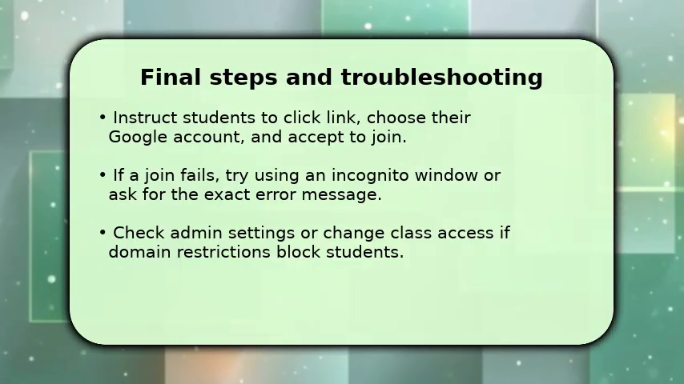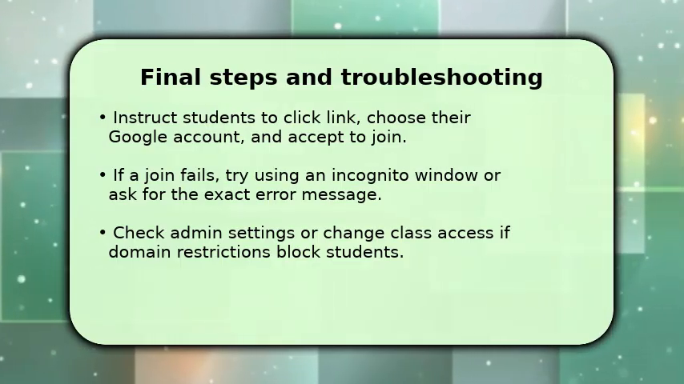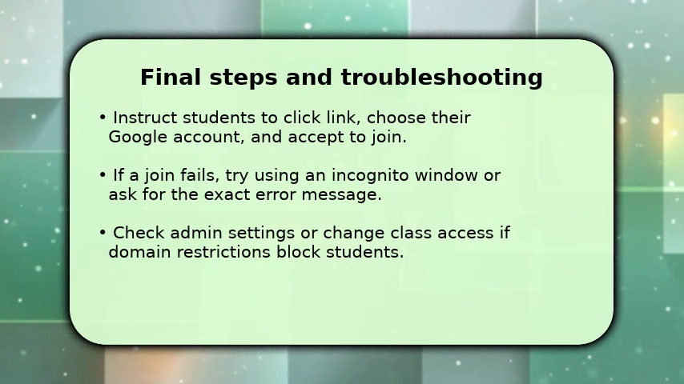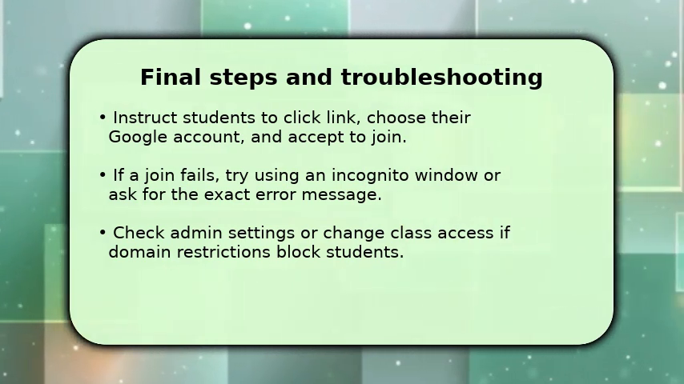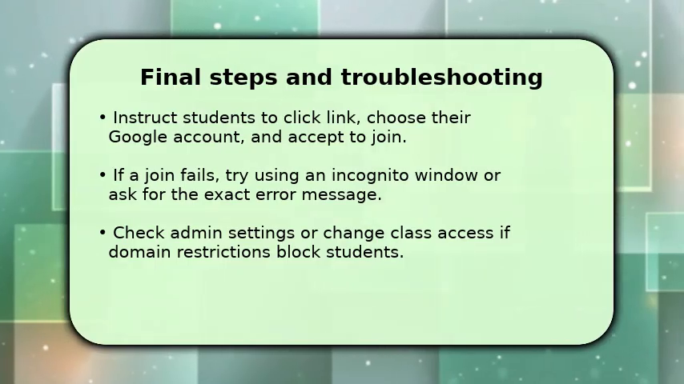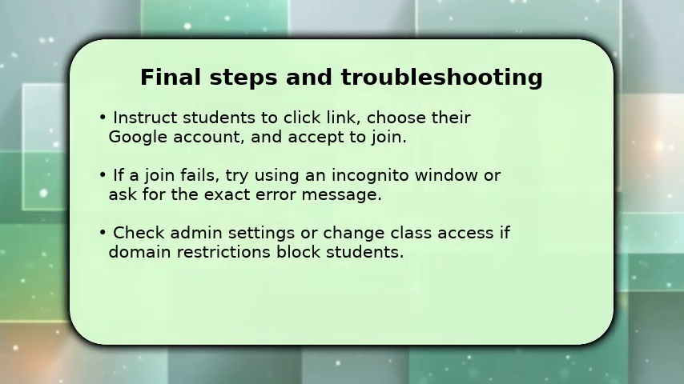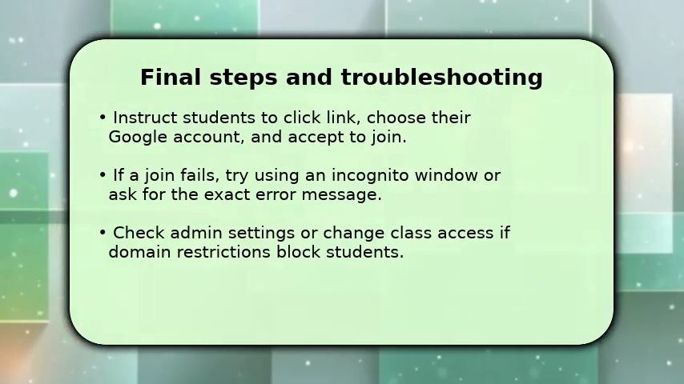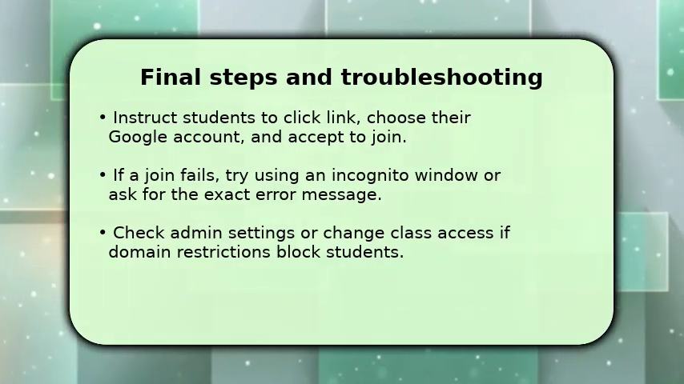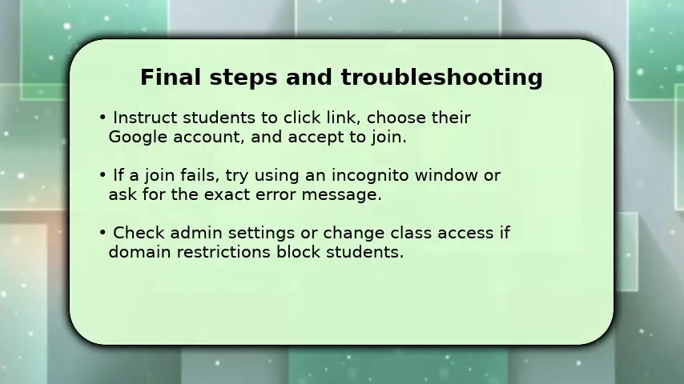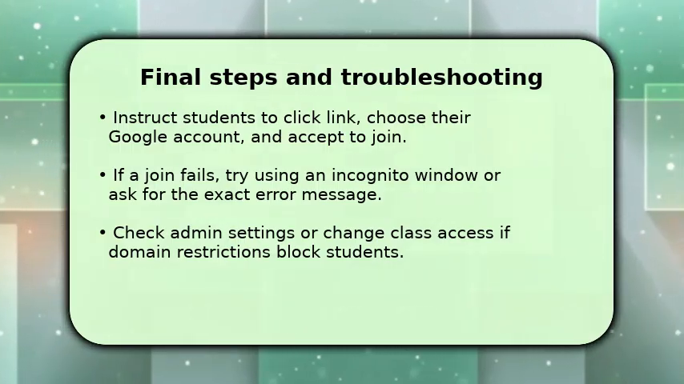Click the link, pick their Google account, and confirm they want to join the class. Once done, verify a few students successfully appear in People. If someone cannot join, have them try an incognito window and reproduce the error so you can diagnose. Make sure they're using an allowed account type. If problems persist, check your G Suite admin or class access settings and adjust domain restrictions as needed.